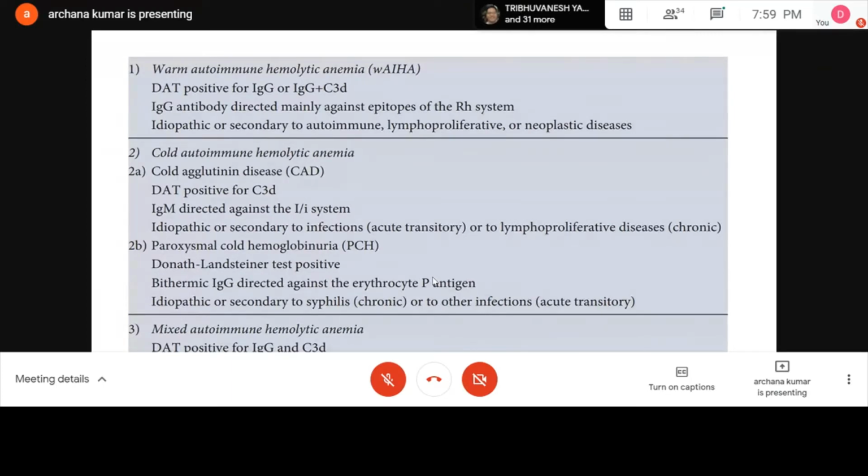Paroxysmal cold hemoglobinuria is Donath-Landsteiner test positive. These are biphasic IgG antibodies directed against the erythrocyte P antigen. And again, it could be idiopathic or secondary to syphilis, which could be chronic, or other infections which are more acute. Then there could be mixed autoimmune hemolytic anemias, which are again direct antiglobulin positive for IgG and C3. There's coexistence of warm IgG antibodies with a higher titer of IgM cold agglutinins. And it can be idiopathic or secondary to many conditions.